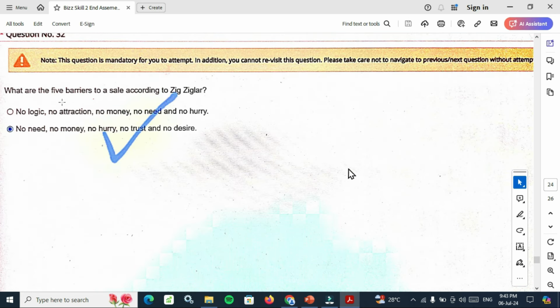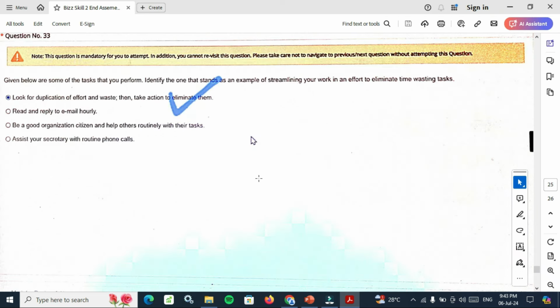What are the 5 barriers to sale according to Zig Ziglar? So the barriers are: no need, no money, no hurry, no worry, no trust, and no desire. Given below are some of the tasks that you perform. Identify the one that stands as an example of streamlining your work in an effort to eliminate time wasting tasks. So in order to avoid wasting time in your tasks, you should look for duplication of effort and waste, then take action to eliminate the waste.